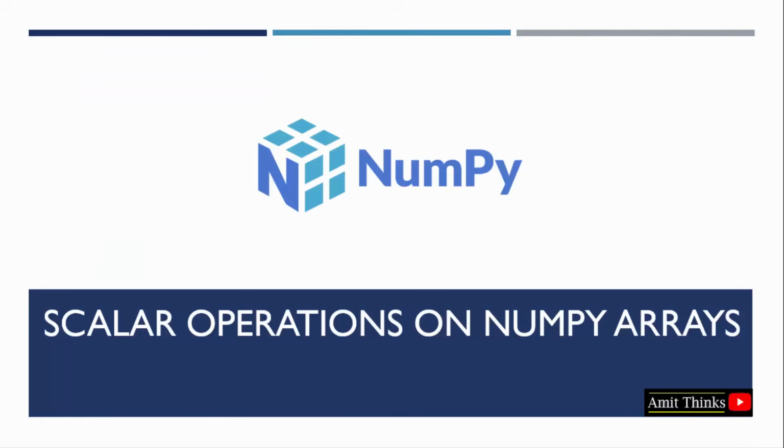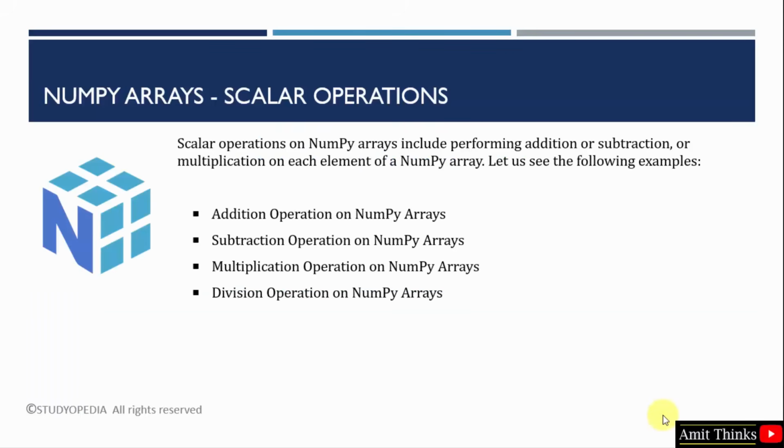In this video we will learn how to perform scalar operations on NumPy arrays. We will understand the concept with some examples. So scalar operations are basically operations that include performing addition, subtraction, multiplication and division on each and every element of a NumPy array. So this is what we call a scalar operation, to perform on each element of an array in NumPy. Herein we will see some examples that include addition, subtraction, multiplication and division operations.